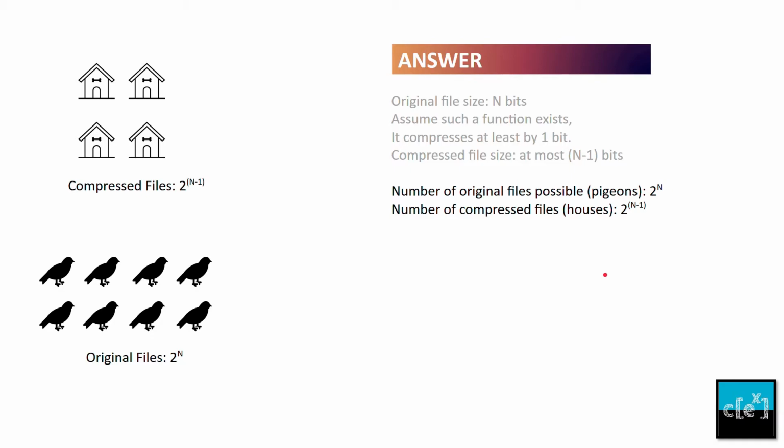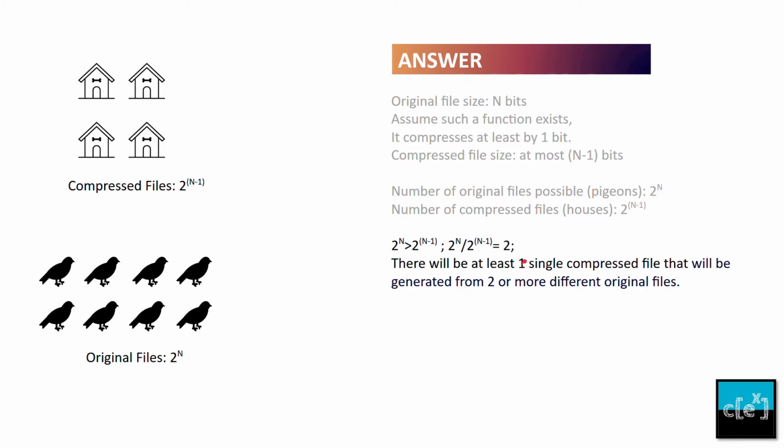Similarly, the number of compressed files or houses is 2^(n-1). So you see, we have more pigeons than the number of houses. So according to the pigeonhole principle, there will be at least one compressed file that will result in two different original or uncompressed files upon decompression.